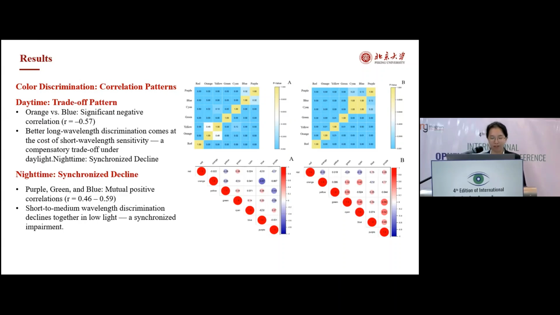But at night, the pattern shifted completely. We found a positive correlation among purple, green, and blue discrimination, with correlation coefficients ranging from 0.46 to 0.59. So this suggests a decline together. Under low light, short to medium wavelength discrimination tends to deteriorate together, pointing to a shared underlying mechanism, likely involving the rod system and the ascending pathway that are both compromised in aging eyes.